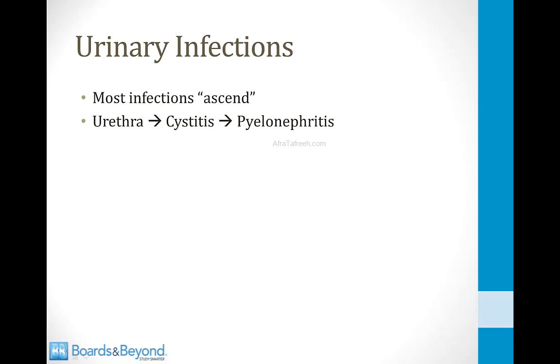So with all types of infections, it's important to know how the bugs get into the body. And in the case of urinary infections, they usually ascend, which means they enter through the urethra, they travel up to the bladder and cause cystitis, and then they climb all the way up to the kidneys and cause pyelonephritis. And that's the mechanism by which most bacteria that cause these infections get into the urinary system.